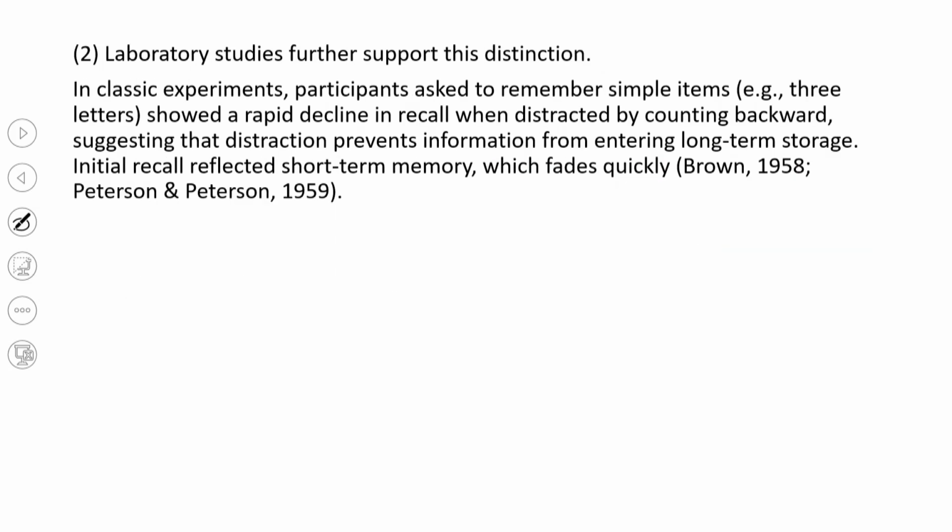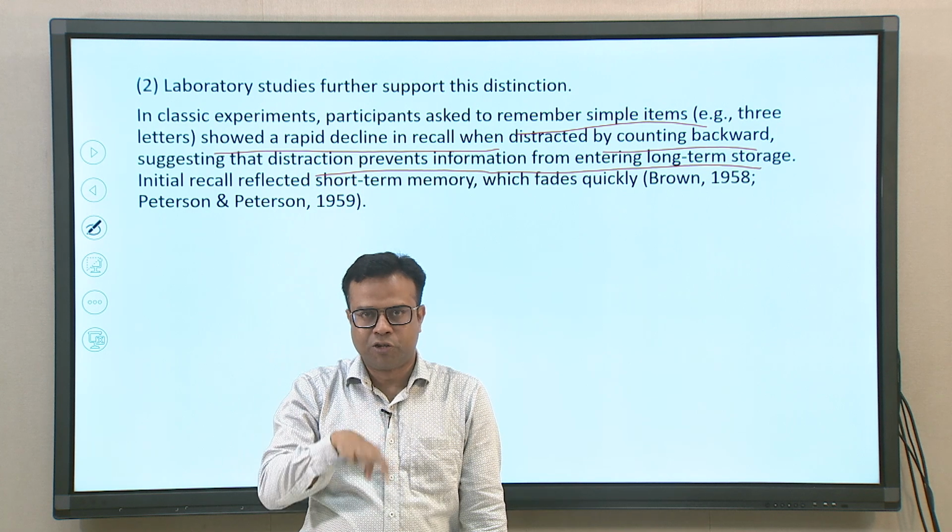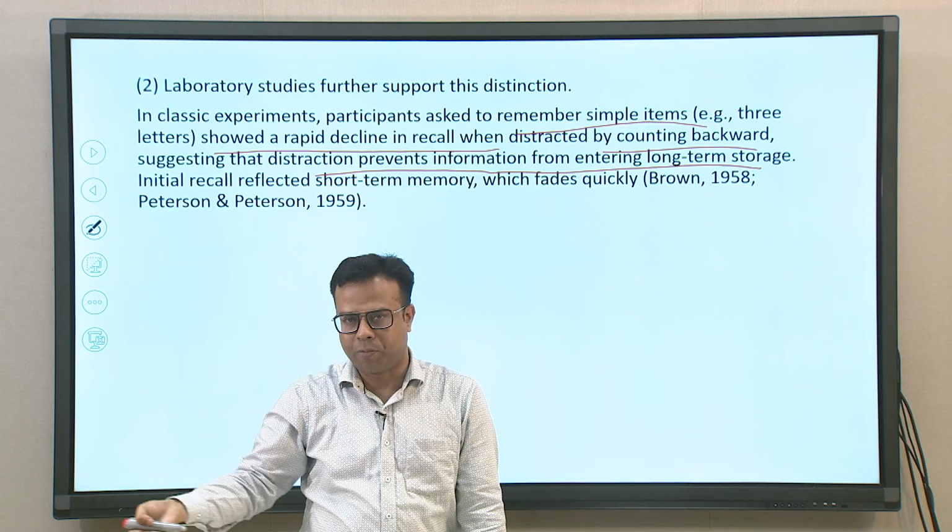Then laboratory studies also further supported this distinction. For example, in classic experiments, participants asked to remember simple items, for example 3 letters, showed a rapid decline in recall when distracted by counting backwards, suggesting that distraction prevented information from entering long term memory. So, when people were asked in the experiment to remember 3-4 items, they could not remember a lot of these items when they were distracted by, let us say, counting backwards, and then asked to recall, because they could not rehearse them. So, their information did not go from short term to long term memory.